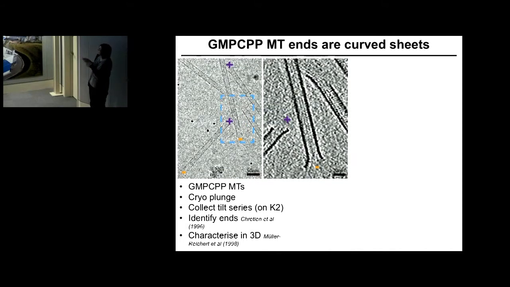And we can see very clearly that the ends of microtubules don't stop abruptly. They actually flare out in a quite gentle way, forming two-dimensional sheets that are curved both longitudinally and laterally.